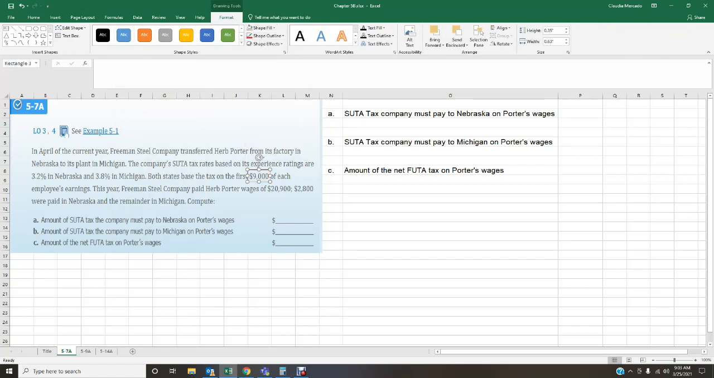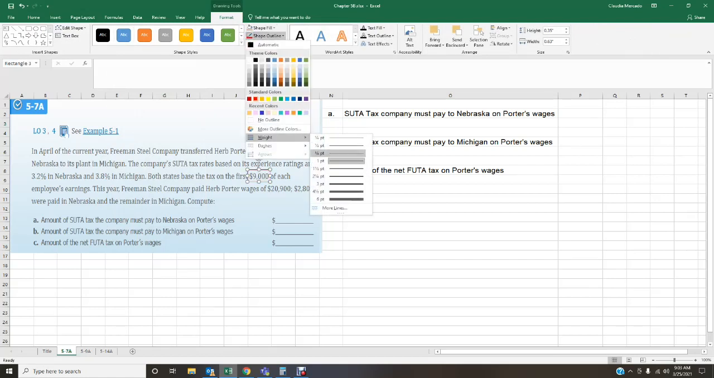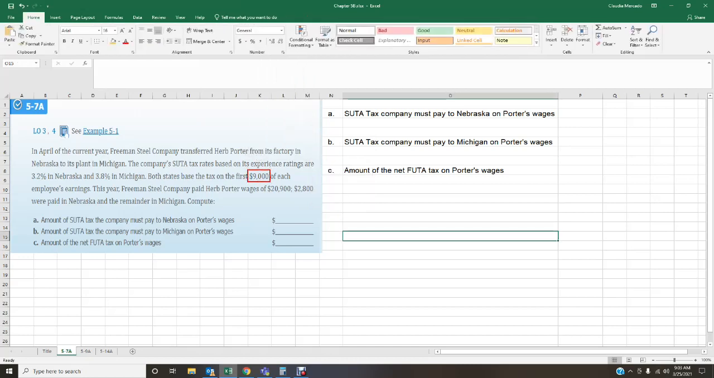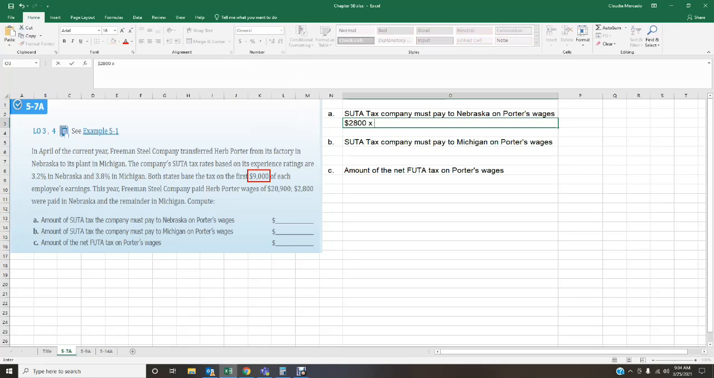So I know that the whole $2,800 that were paid in Nebraska are taxable for SUTA tax purposes. So what I'm going to do is take my $2,800 and multiply it by my rate for Nebraska. And my rate in Nebraska is 3.2%.